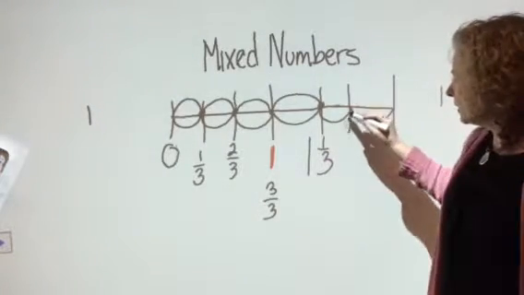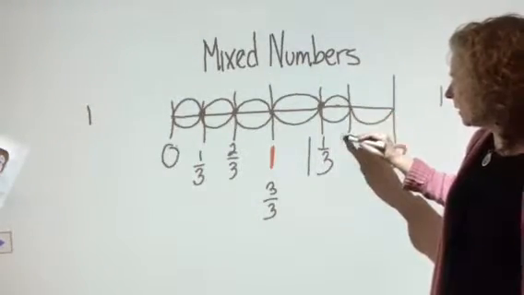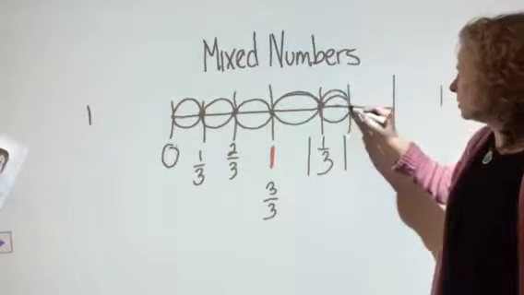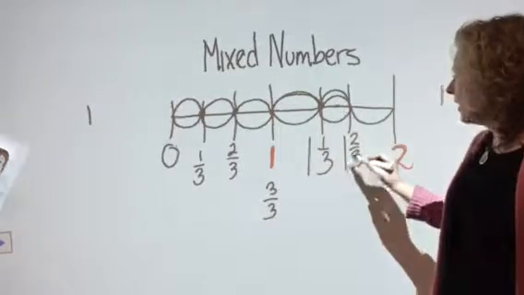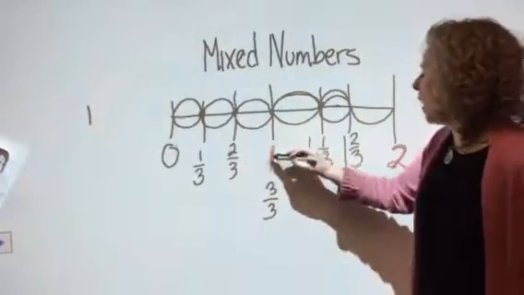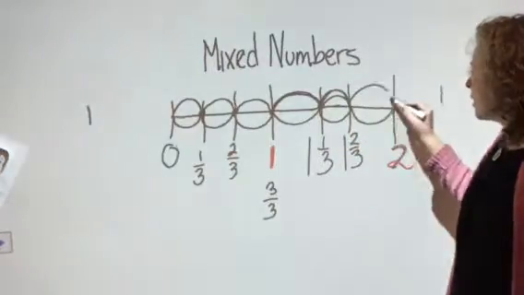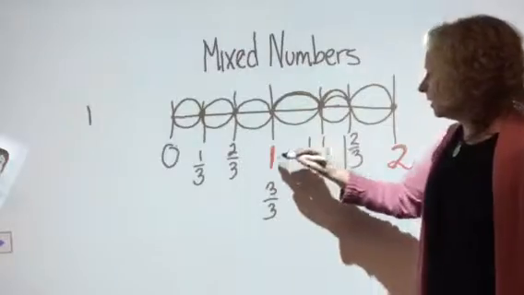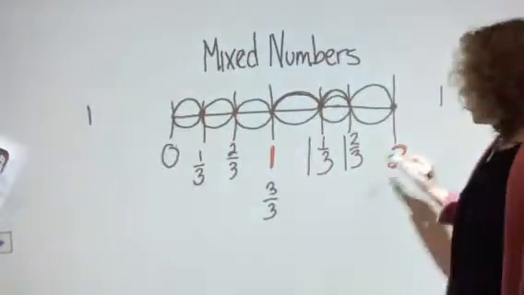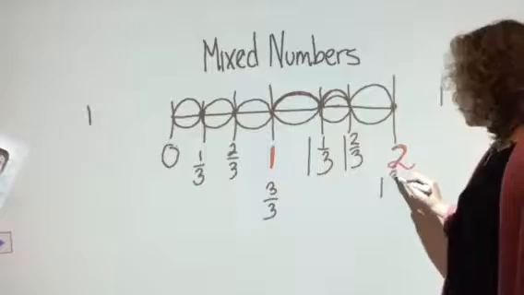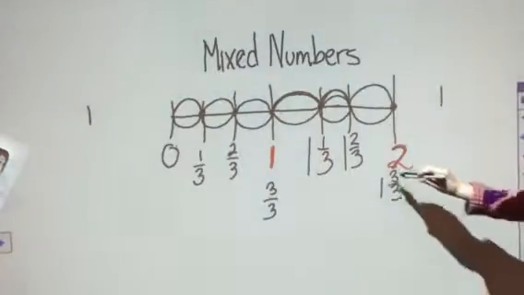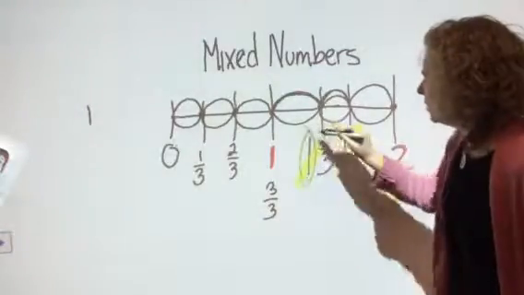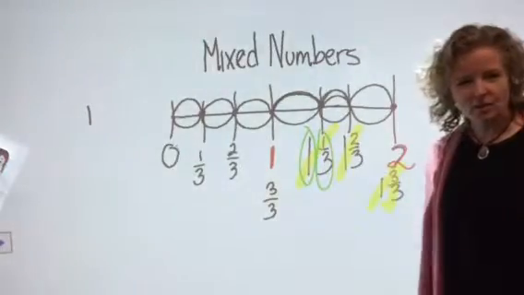This number over here, when we jump, we're going to say it is 1 and how many? 1, 2. 2/3. And then this right here is going to be 1 plus 1, 2, 3/3. Well, 3/3 is just another way of saying 1. And 1 plus 3/3, well, that equals 2. Do you see how these things are mixed numbers? They're mixed with a whole number and a fraction. Make sense?